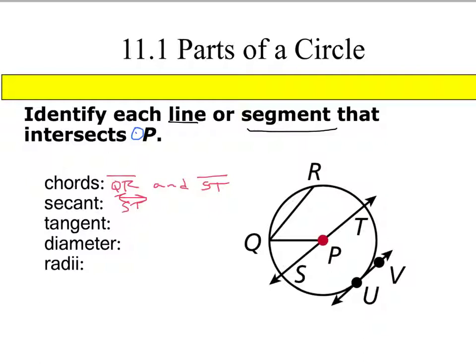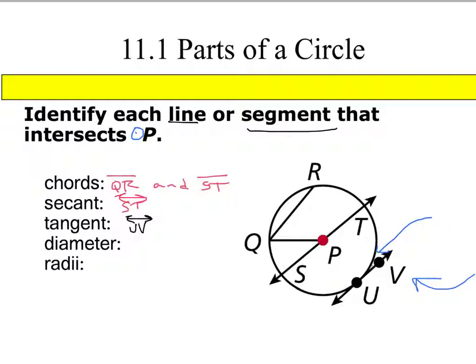A tangent intersects the circle at how many points? I can't hear you. How many points? Let's try this one more time. Tell me out loud. One. Yeah, one point. And that tangent is going to be line UV. Notice that V, even though it is a point, is off the circle. You can see the little white part there. There is definitely separation between that point and that circle.